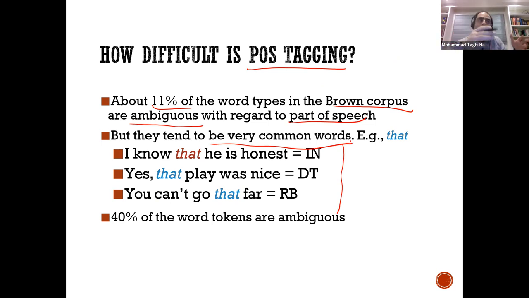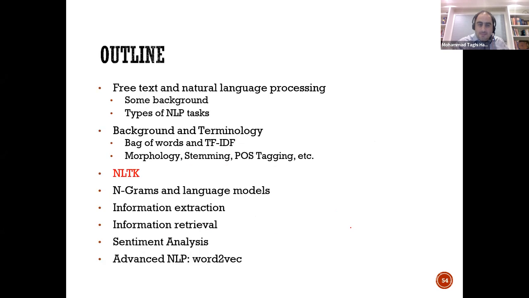So maybe we cannot get it exactly, but anyhow, the weight of these words matters. If 'that' appears in the text and we don't know exactly what it is, maybe it's not that important, because 'that' itself is a common word that appears everywhere. It's not a special word that gives us something about the properties. This happens for the Brown corpus, but in general, in other texts, up to 40% of the word tokens can be ambiguous. So this is a bit larger, and we may care more about it. But again, this is not a trivial thing to do.